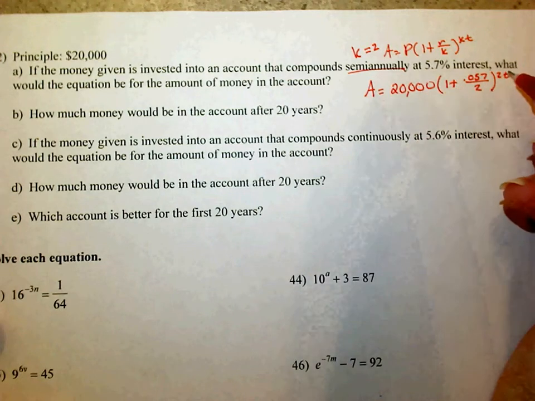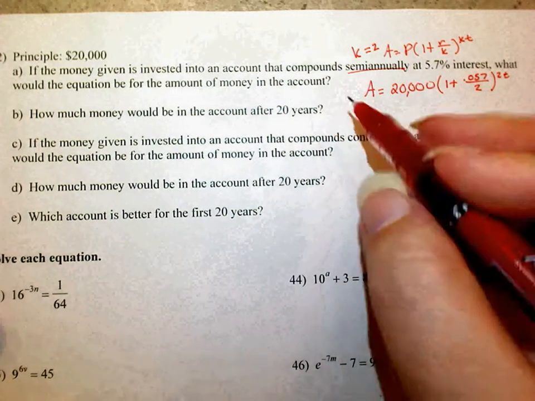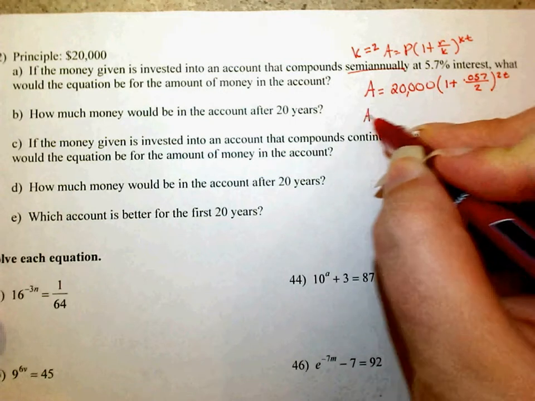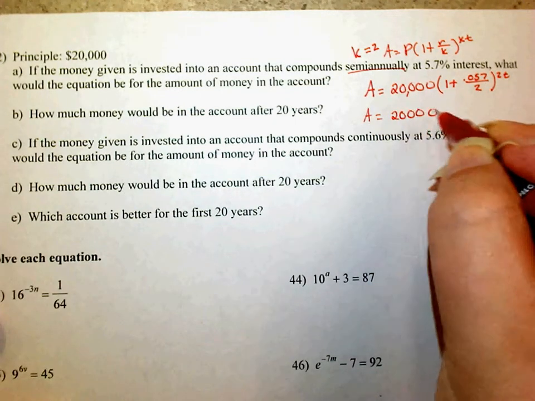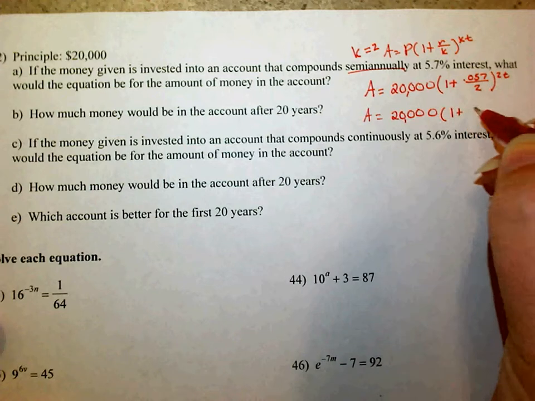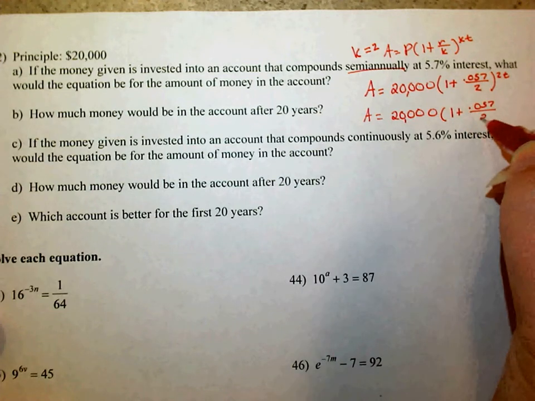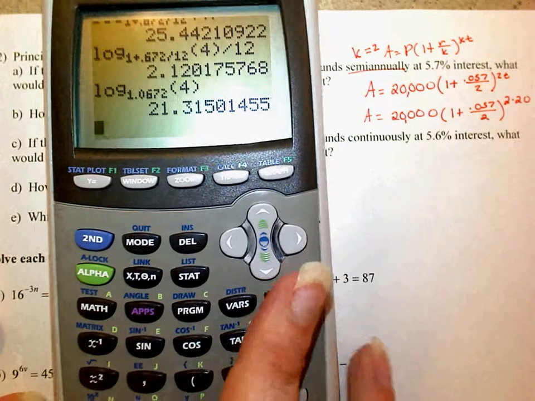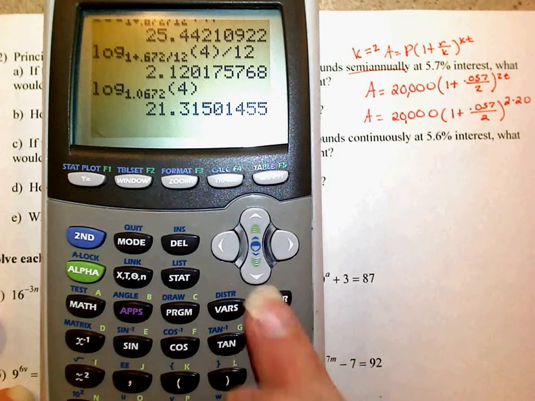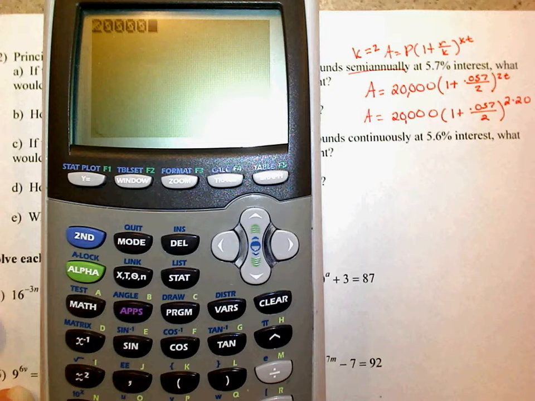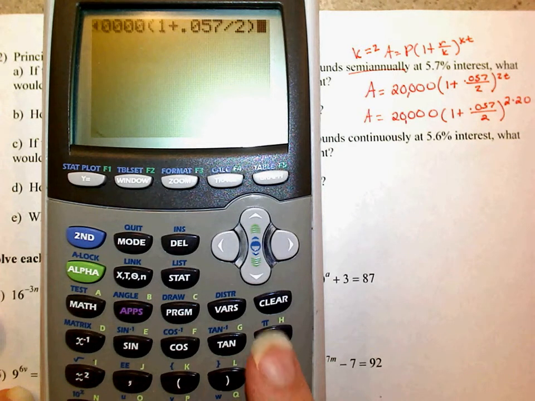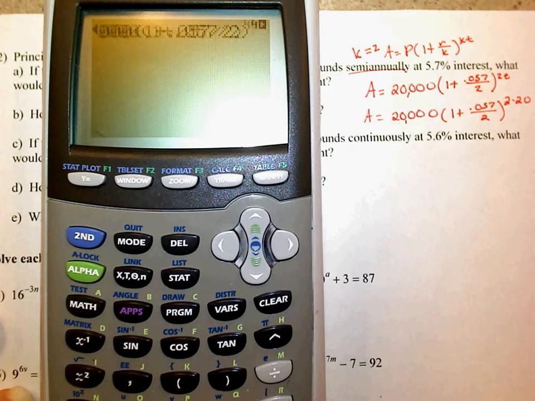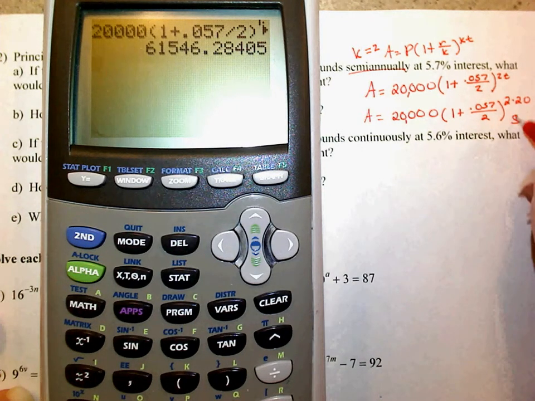Now, how much money is in the account after 20 years? All I do is replace t with 20, and I'm good. So all I gotta do is type that in. So 20,000 times 1 plus 0.057 divided by 2 raised to the 2 times 20 is 40, and I get it. The answer is $61,546, and we'll just go with the closest dollar.